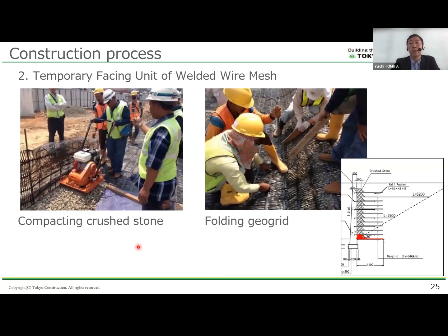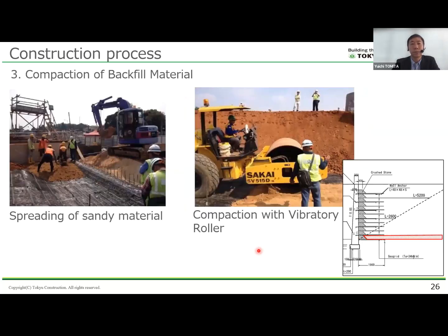A temporary facing unit is placed to hold the backfill in place until the RC full height rigid facing is cast. Welded wire mesh and anti-spill sheet are set, followed by spreading crushed stone and backfill soil. These are compacted together, and after compaction, the geogrid is folded back over the compacted surface from the wall side. After confirming the quality of the backfill material, it is spread to the required thickness and compacted with a vibratory roller. Near the walls, smaller compaction equipment is used to avoid deforming the temporary facing. Care is taken to prevent the compaction equipment from directly contacting the geogrid or facing materials.